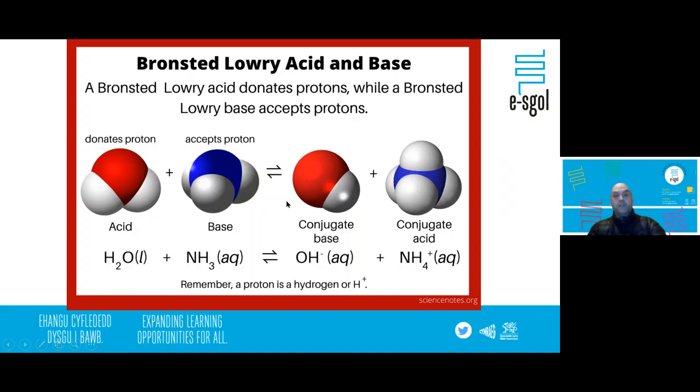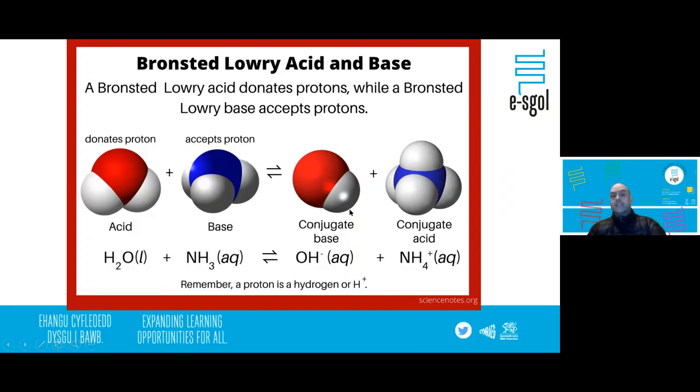It's lost its proton, and the ammonia has acted as a base by accepting that proton. Now, these are terms that we get at year 13. We don't tend to really talk about them in year 12, and they're quite important terms actually for year 12.